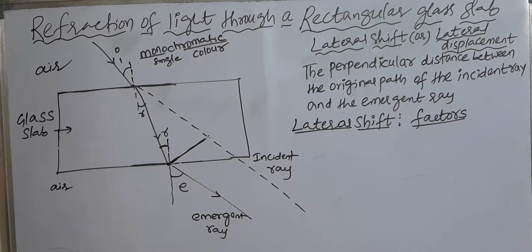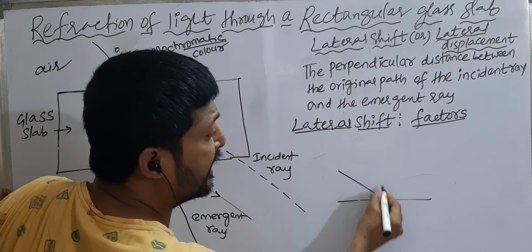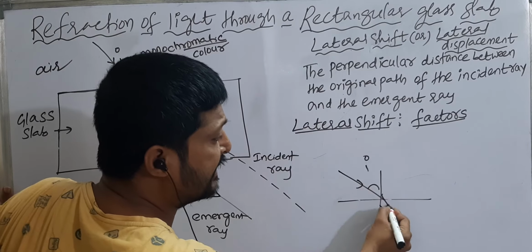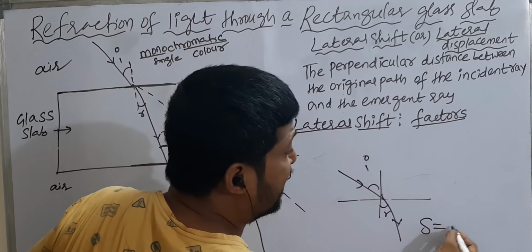In the previous case, when the light ray is traveling from rarer to denser, this is I, this is R. There we calculated deviation.